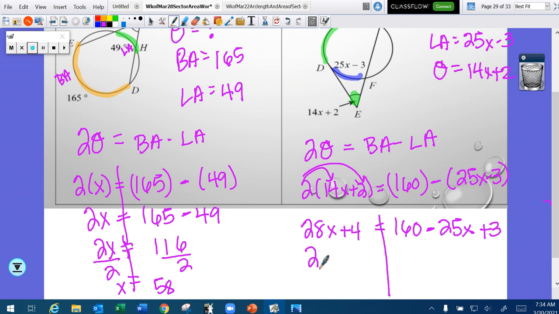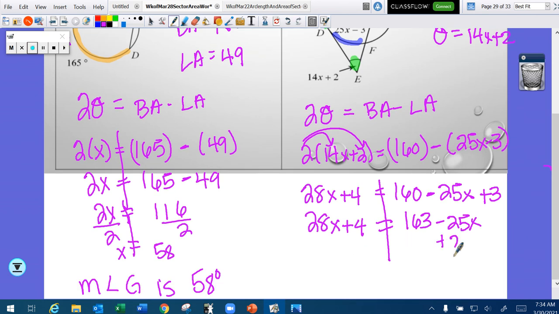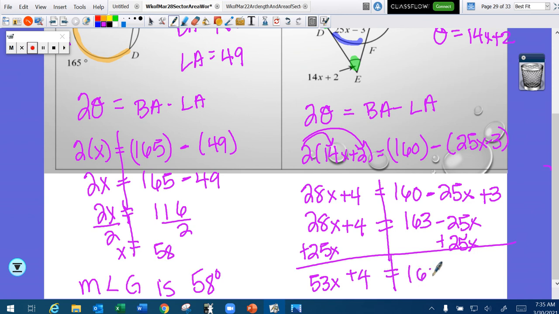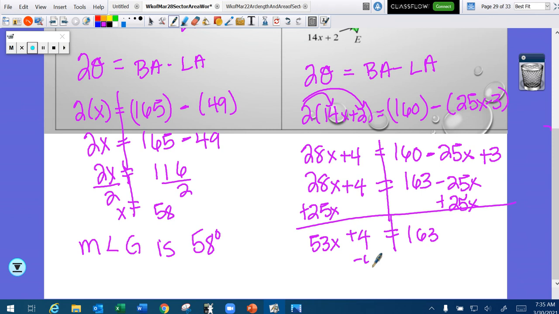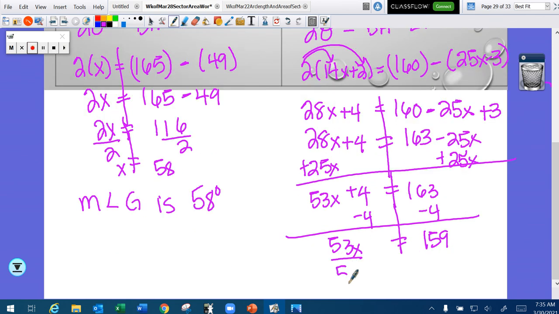Okay, and then from here, we're going to use our algebra skills. On the right side, I need to combine like terms, and my variables belong on the left and my constants belong on the right. So I'm going to plus 25 because that's a minus 25. So if I cross over that line, I do need to change the sign. And then here we get 53x plus 4 equals 163. Minus 4, 53x equals 159. And then here we have to do the inverse operation, divide by 53, divide by 53. And here we get x equals 3.